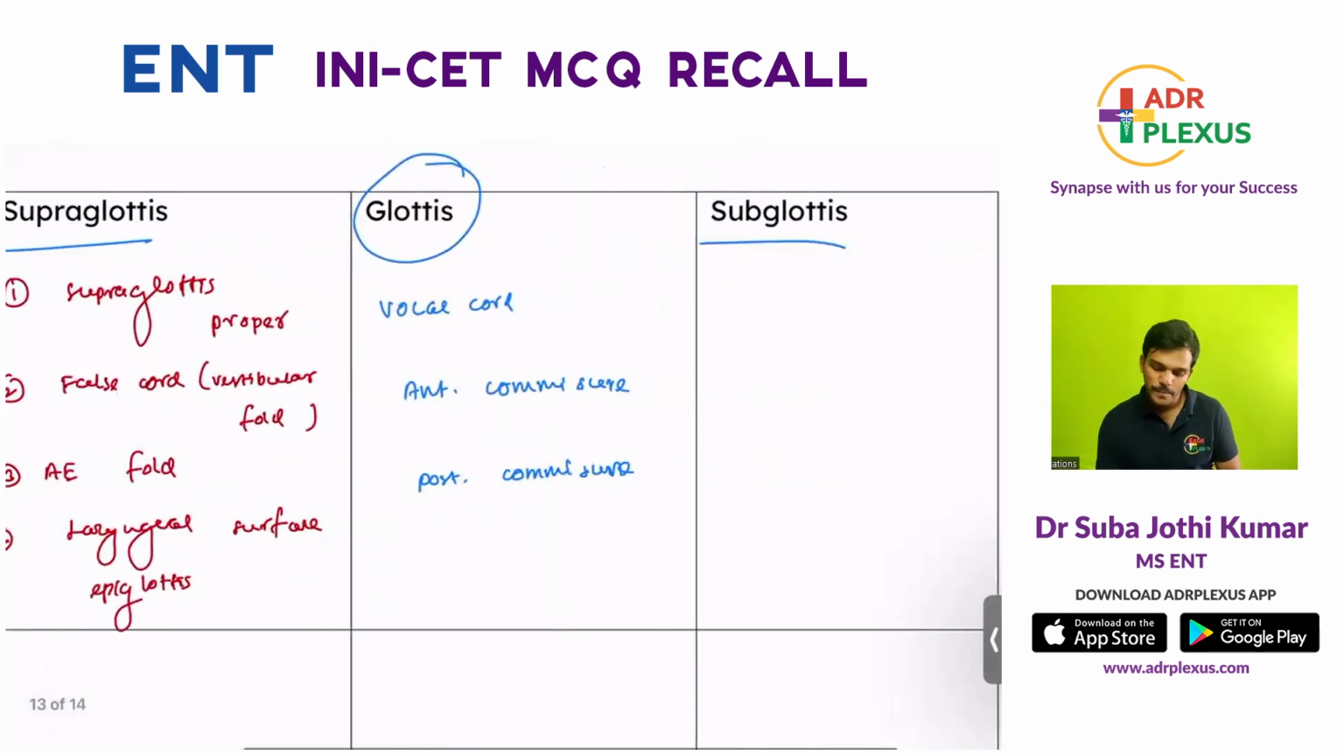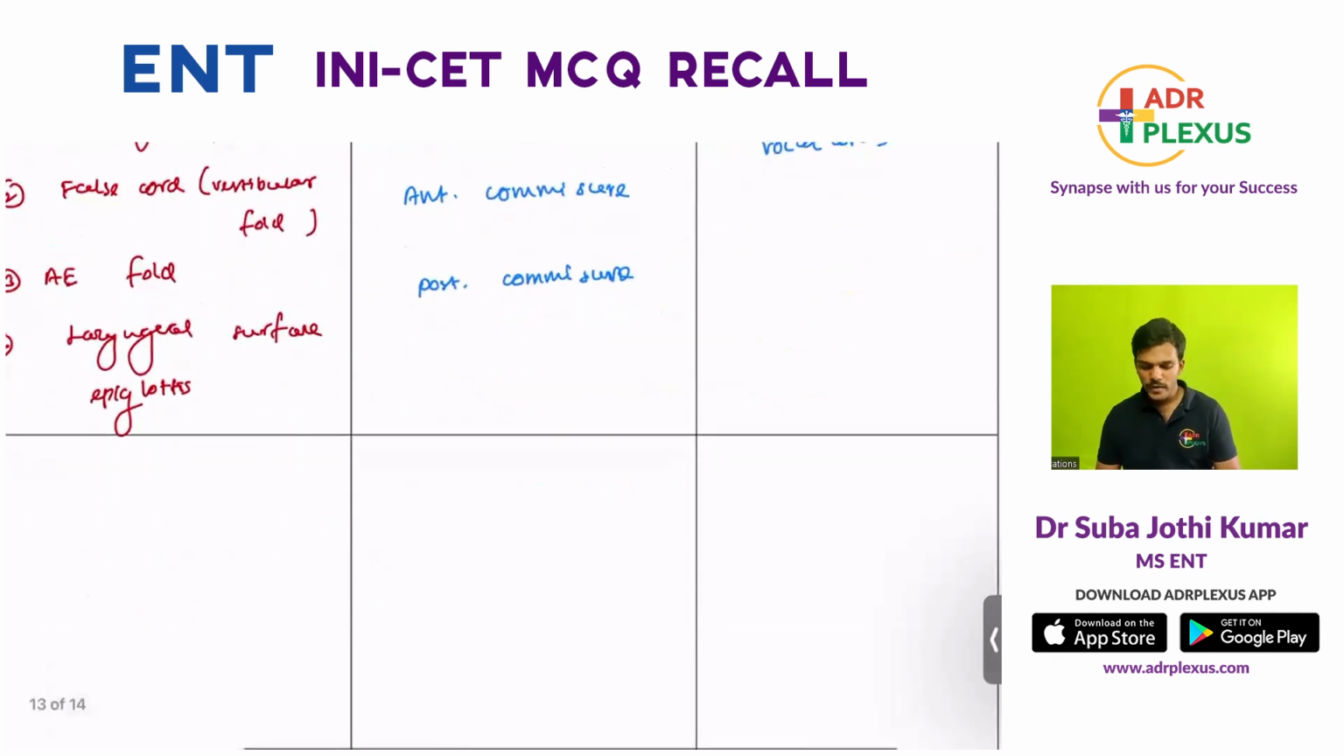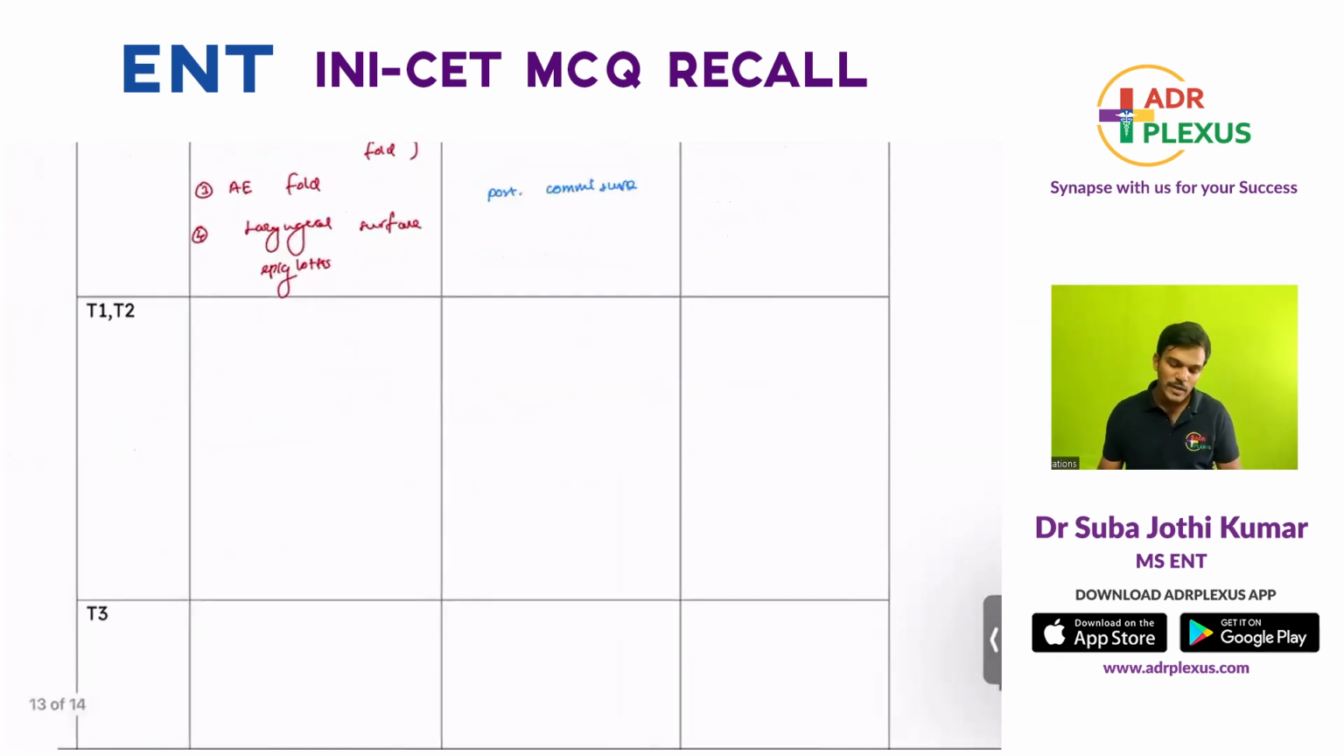Subglottis is 1 centimeter below vocal cords. The area below the vocal cords is subglottis. Now, if we enter into the staging, T1 is very easy. T1. So in vocal cords, T1A, T1B will be there. Other two will not be there. T1A, 1 vocal cord. T1B, 2 vocal cords.